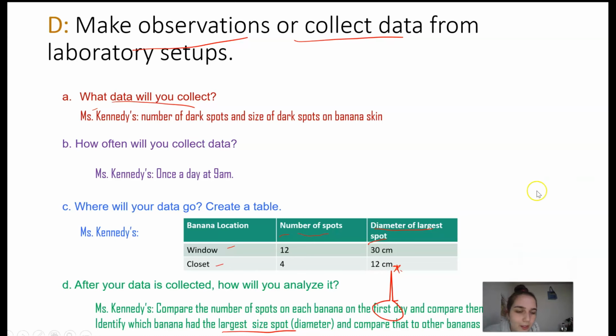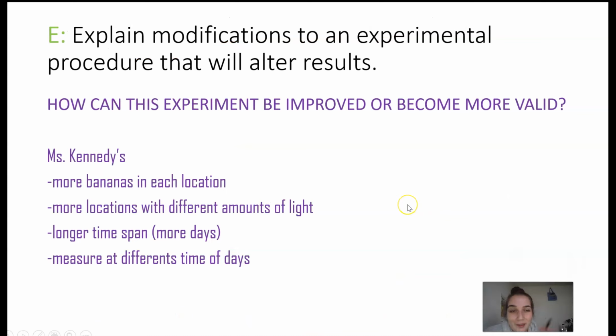Science is sometimes flawed. So that brings me perfectly to my next slide, which is most likely going to be asked about because it's always really important for students to understand that experiments can always be changed or modified. So you might have to explain one way to modify an experiment that would then change the results. Okay, so you can also think about how can this experiment be improved or become more valid. So what can you do to make this experiment better? What can you do to change the results of this experiment?